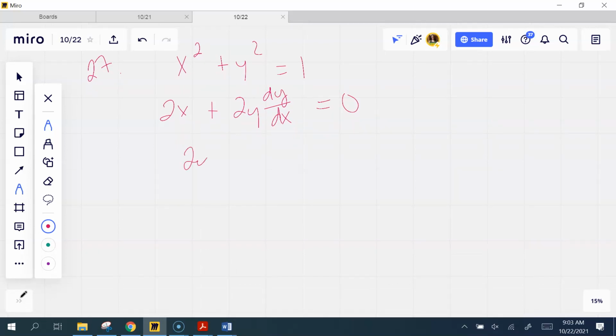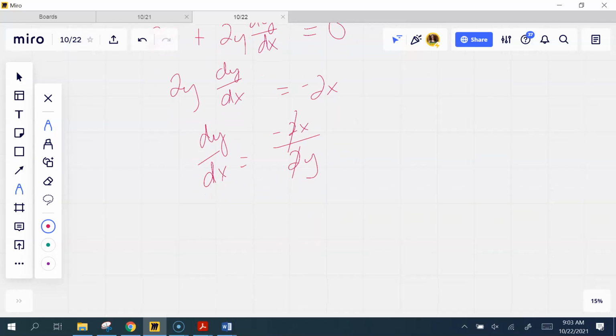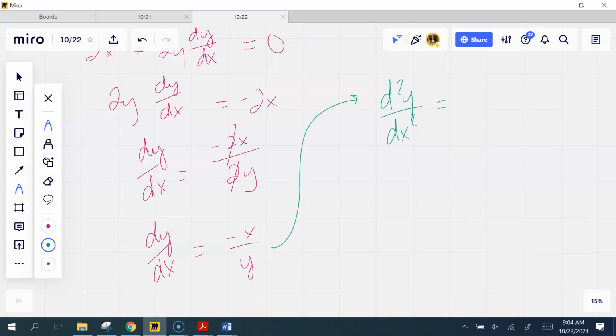So 2y dy dx equals negative 2x, and I am going to divide by 2y to get dy dx equals negative 2x over 2y. Of course, the 2's will cancel and leave me with negative x over y. So now the second one is the one that gets a little bit harder because I have to do quotient rule. So the second derivative here would be derivative of the top.